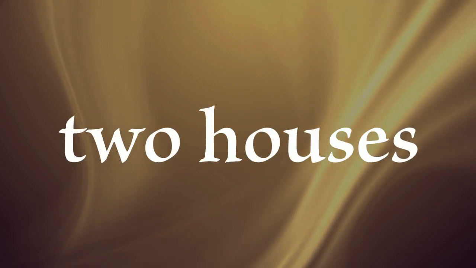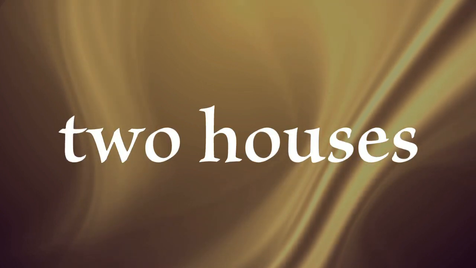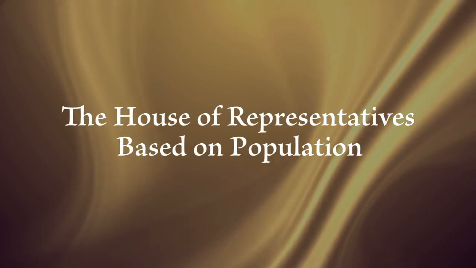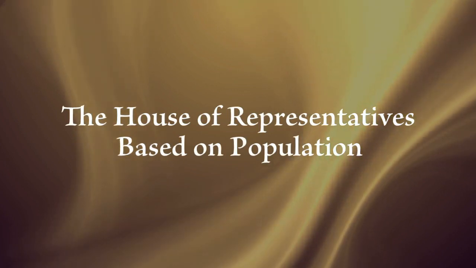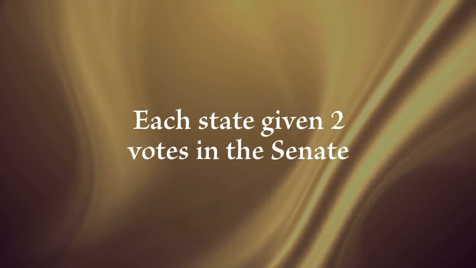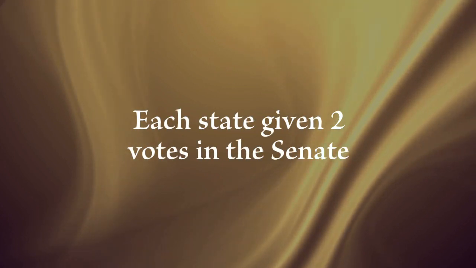Under the compromise, there would be two houses of Congress, with the lower chamber, the House of Representatives, to have its representation based on population, whereas equality would reign in the Senate, with each state given 2 votes.